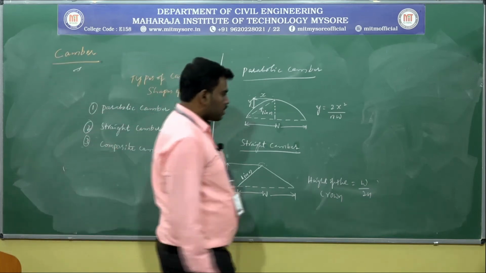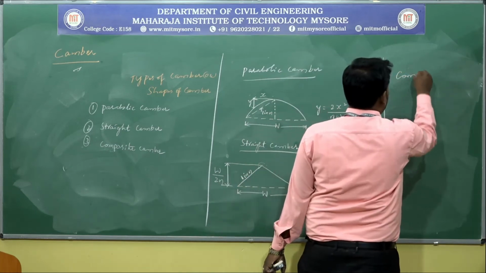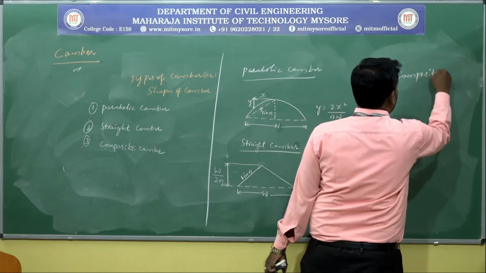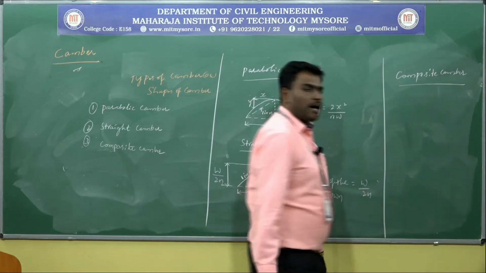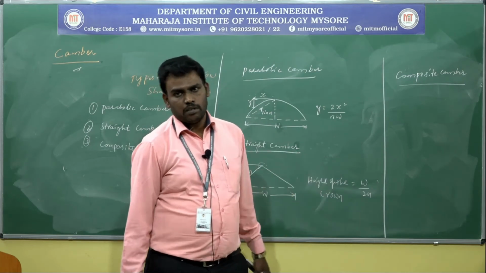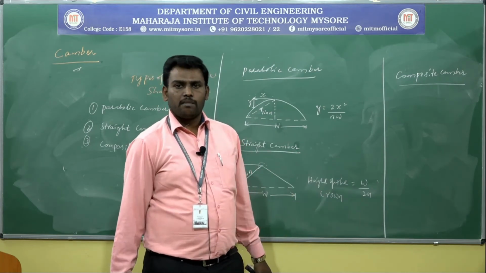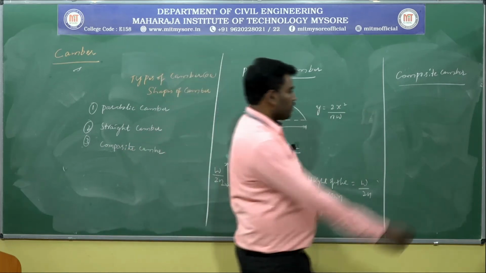The next is composite camber. Composite camber means it is the combination of parabolic camber and straight camber. The combination of parabolic camber and straight camber is called composite camber. See here.